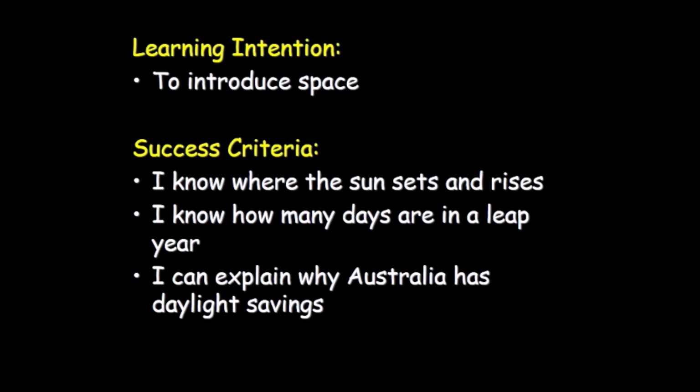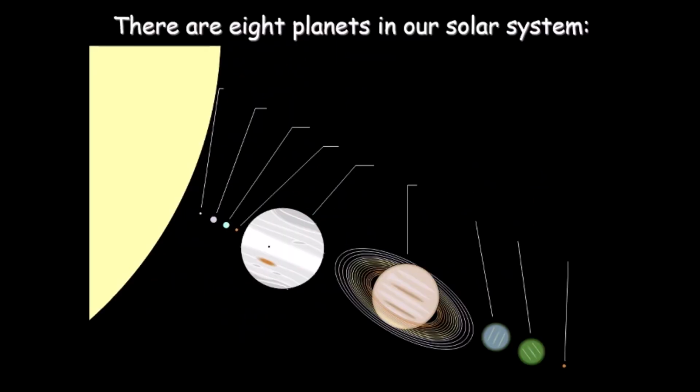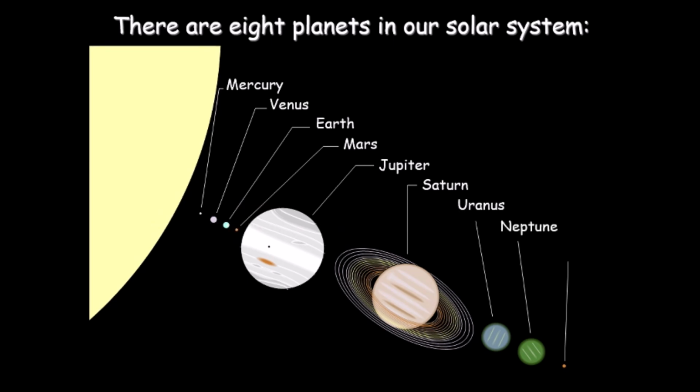The success criteria is to just know where the sun sets and rises, to know how many days are in a leap year, and to perhaps be able to explain why Australia has daylight savings. So there are 8 planets in our solar system. That includes Mercury, Venus, Earth, Mars, Jupiter, Saturn, Uranus, Neptune.